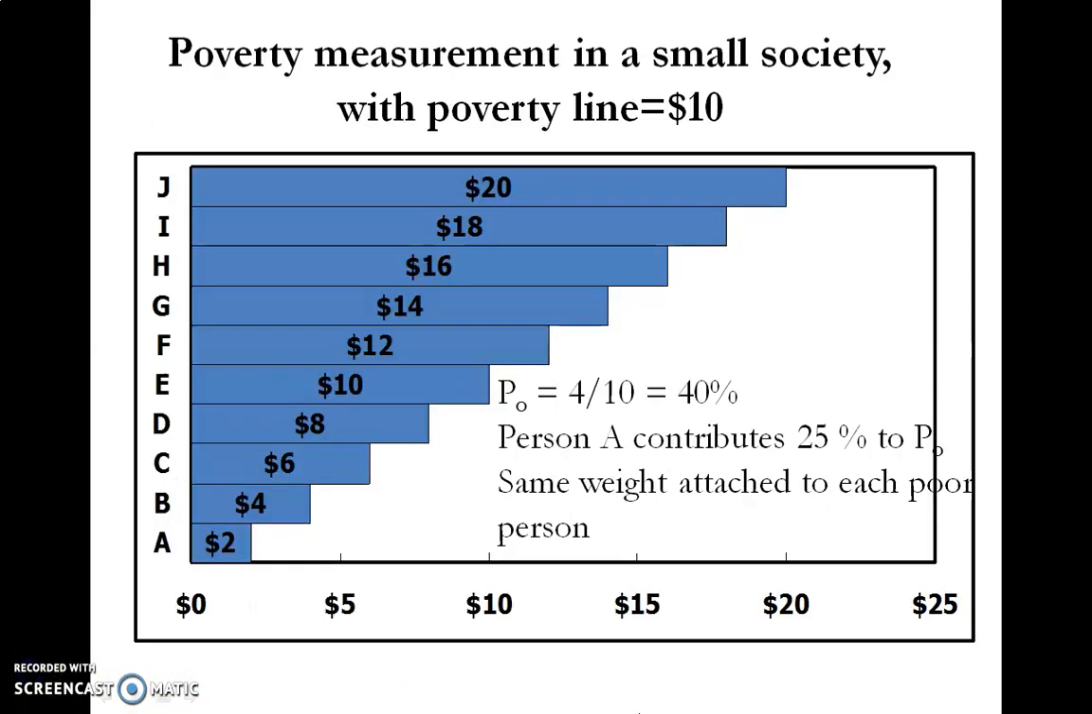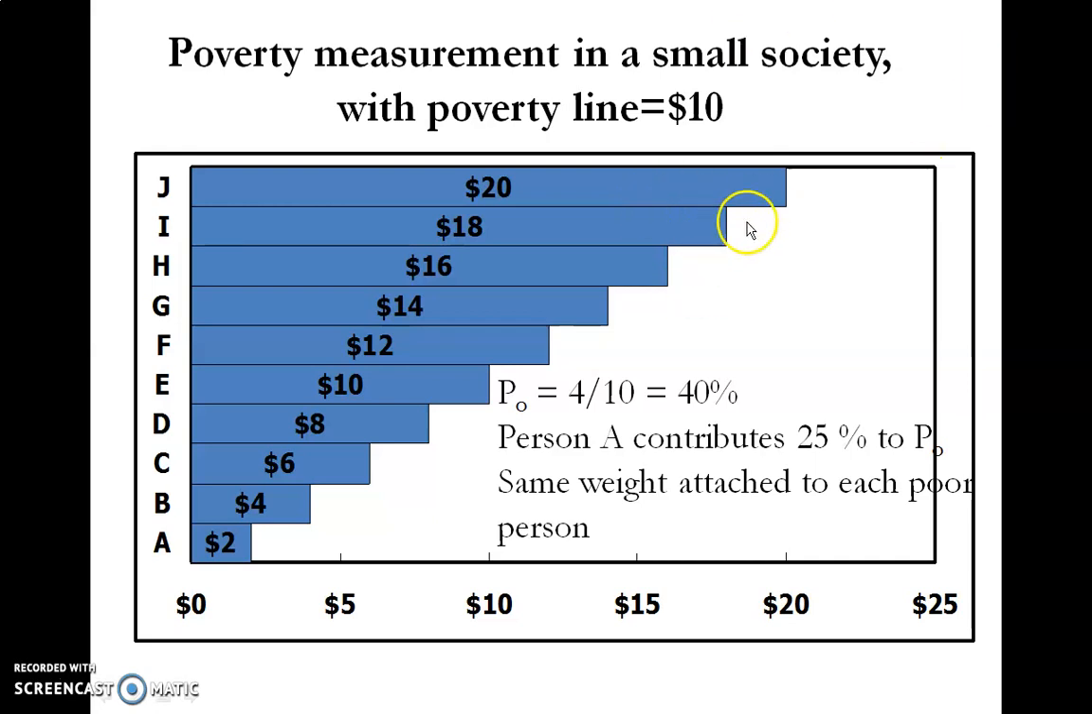Okay, next up we are just going to look at a practical example to make the FGT measures very clear in your mind. Over here we are looking at a small society of 10 people, from person A to person J, and we line them up from the person who earns the least to the person who earns the most. In this particular example, we will use a $10 poverty line.